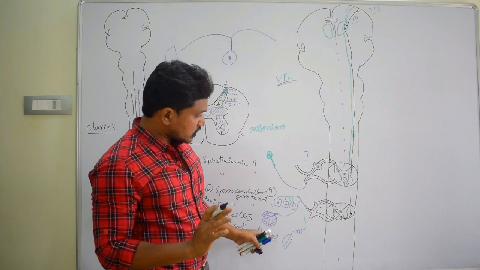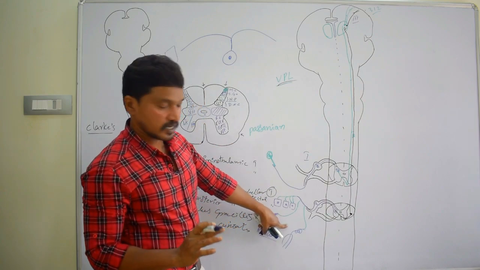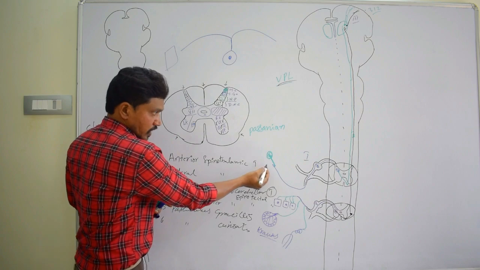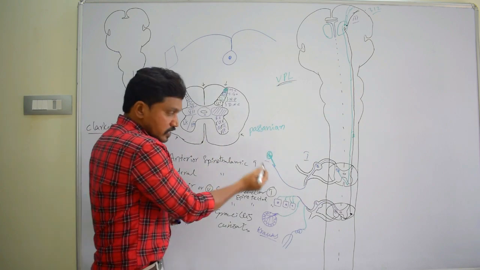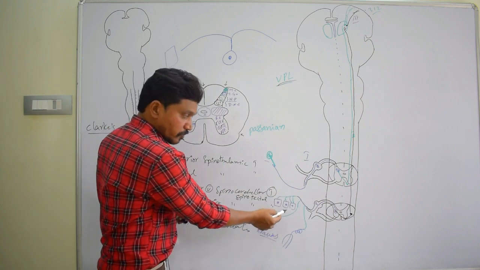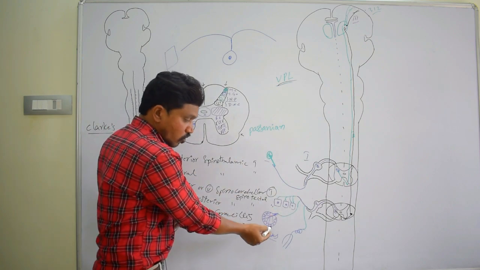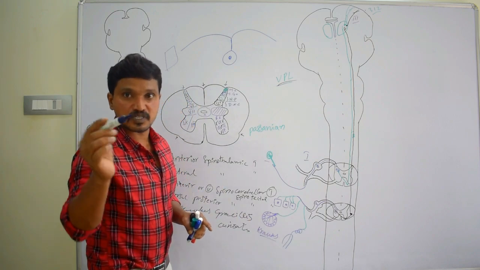So, what is the difference between the anterior spinothalamic tract and the lateral spinothalamic tract? In case of the anterior spinothalamic tract, the receptors are pressure receptors, that means Pacinian corpuscles. In case of the lateral spinothalamic tract, there are three receptors. If it is pain, free nerve endings. If it is cold, Krause end bulbs. If it is hot or warmth, Ruffini end organs.